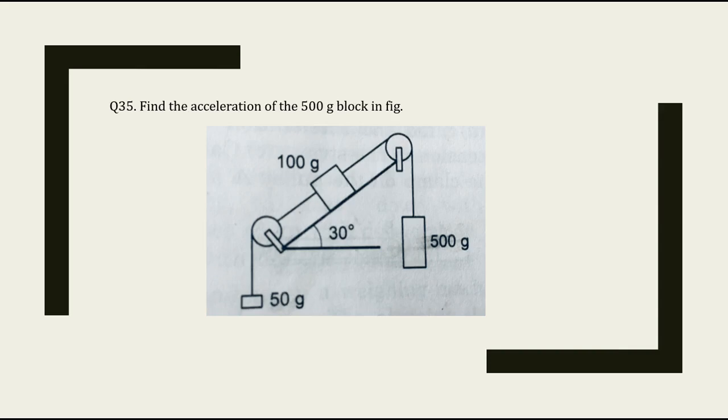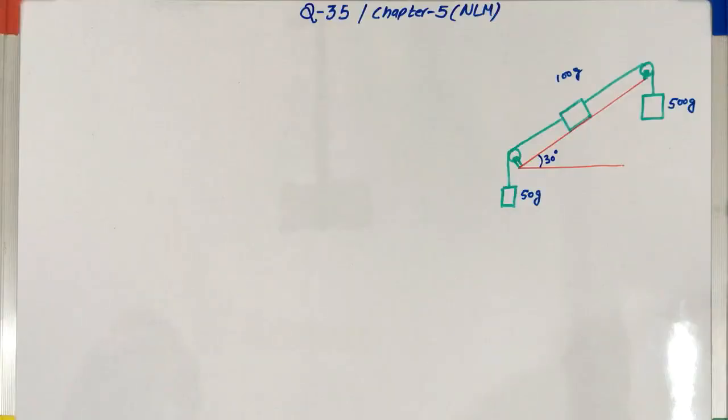Hello friends, this is the solution video for question number 35, chapter 5, SC Verma. In this problem, we have to find out the acceleration of the 500 gram block given in this figure. To solve this problem, we use the concept of FBD.